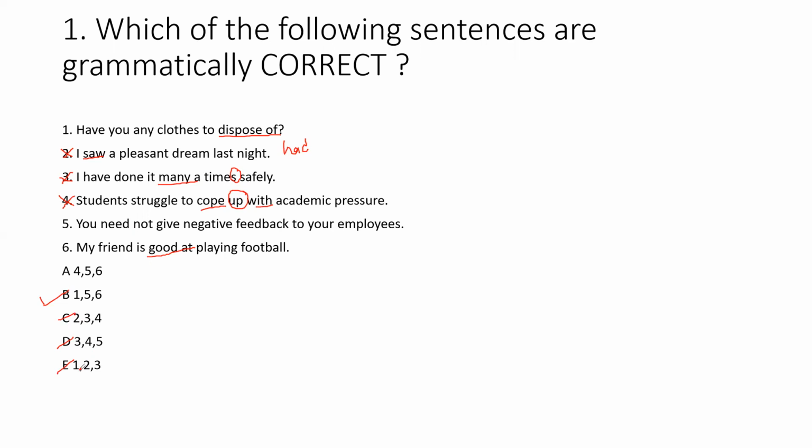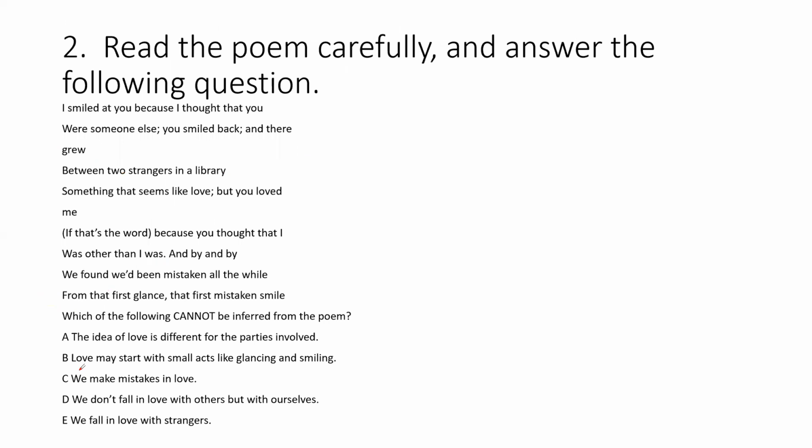Let's look at question number 2. Question number 2 relates to a poem, and it relates to answering the questions based on this poem. Let me just read out the poem to you first, and then we'll move to the question. It says, I smiled at you because I thought that you were someone else. You smiled back, and there grew, between two strangers in a library, something that seemed like love, but you loved me, if that's the word, because you thought that I was other than I was. And by and by, we found we had been mistaken all the while from the first glance, that first mistaken smile.